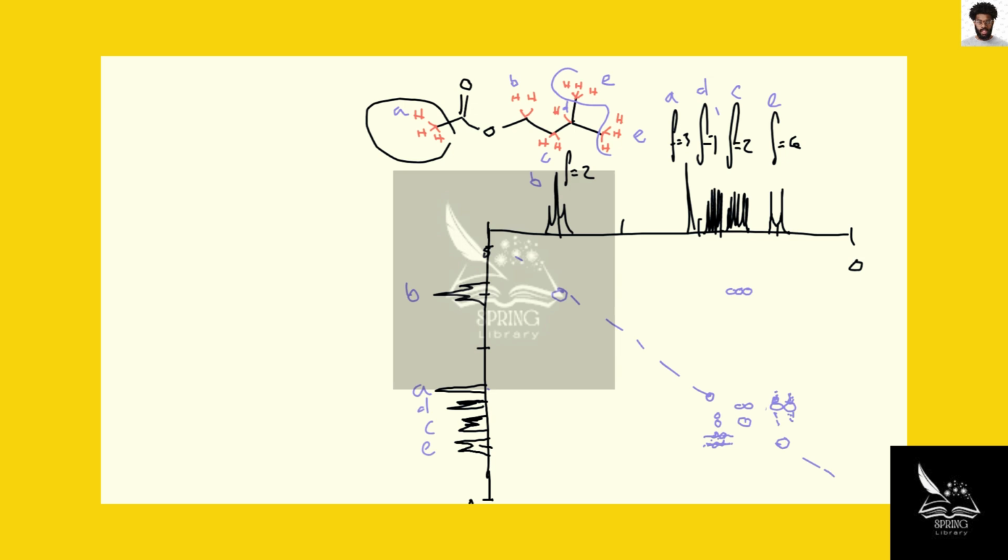That's A. Finally, we look at B, and we know B was interacting with C and was being split into a triplet. And for C, that's reflected over here. That's basically it.